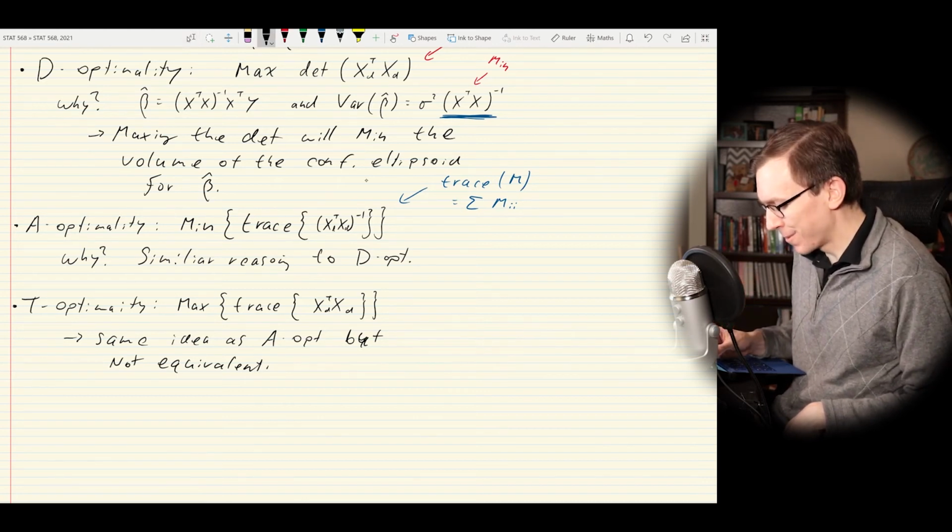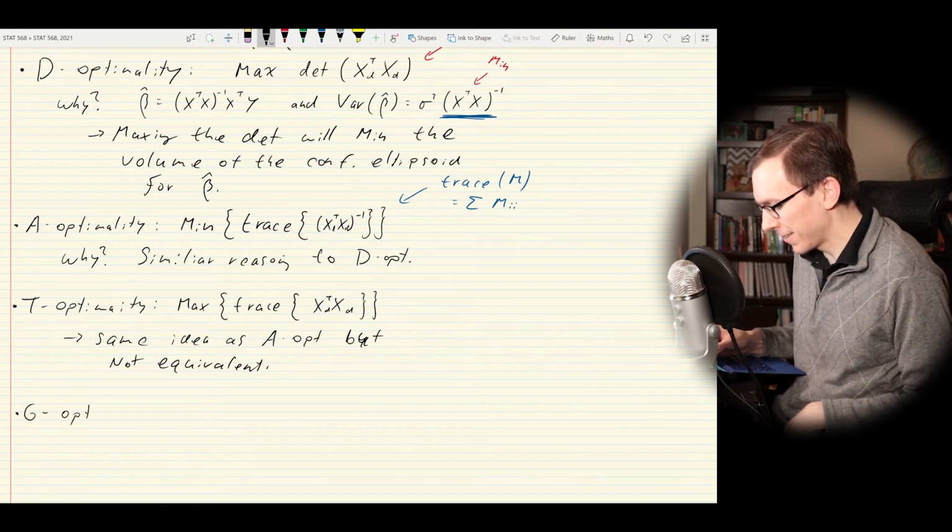And I think we have time for one more, just to give you a sense of all the crazy optimality criteria that are out there. Got the L-optimality.